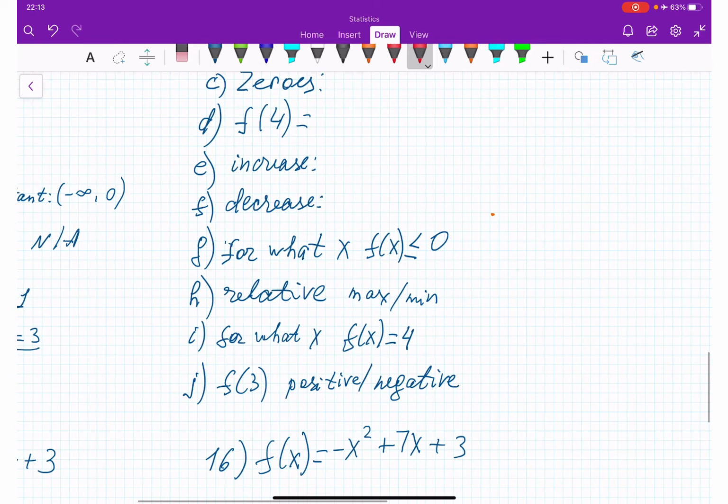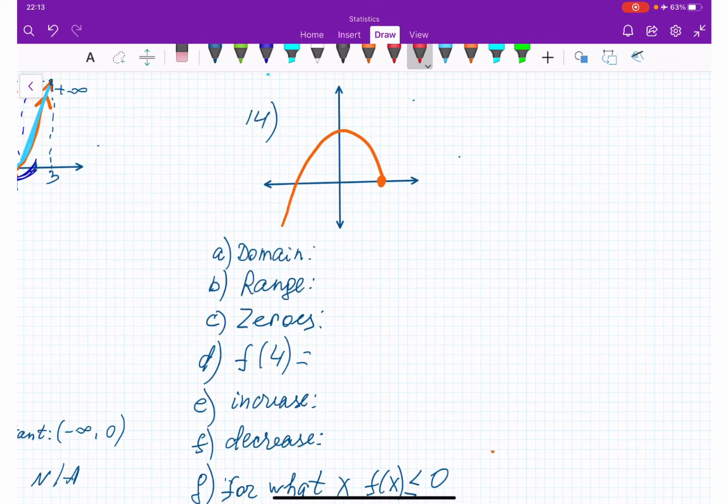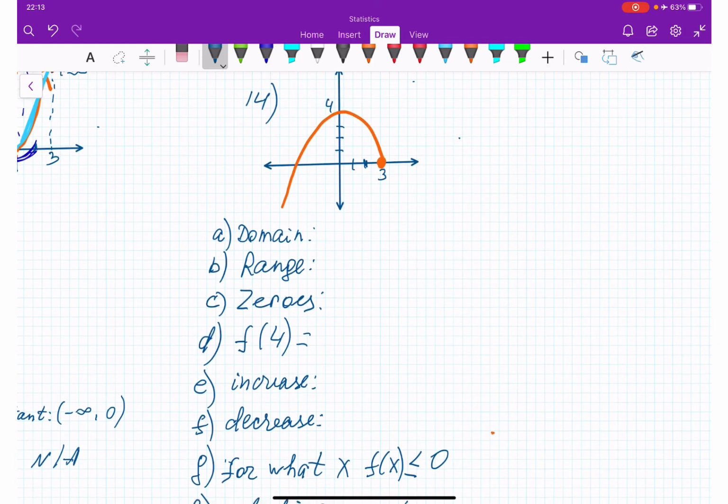Let's go to this one here. So yet again, this is, let me see. Okay, it's going to be 1, 2, and 3. 1, 2, 3, and this is 4. Okay, let's see what we are going to figure out here.